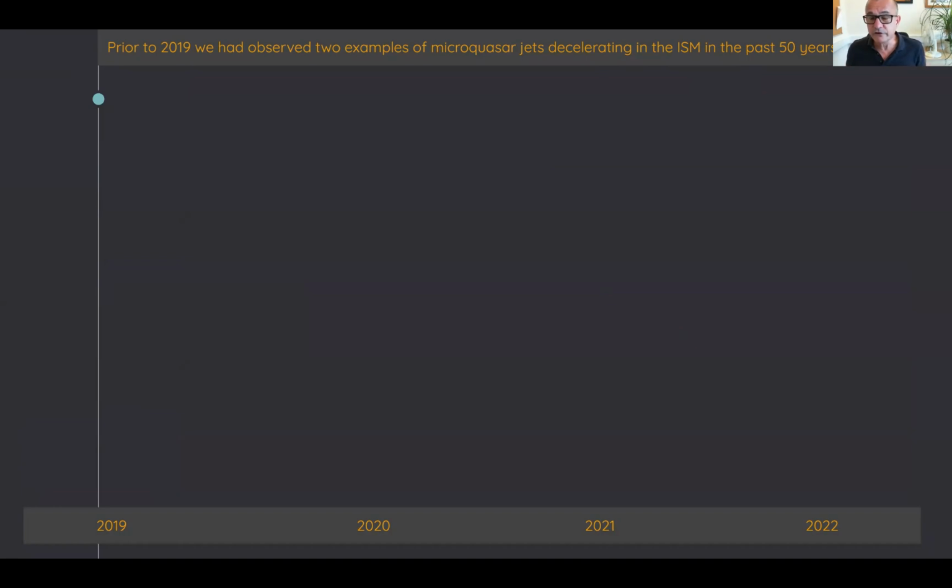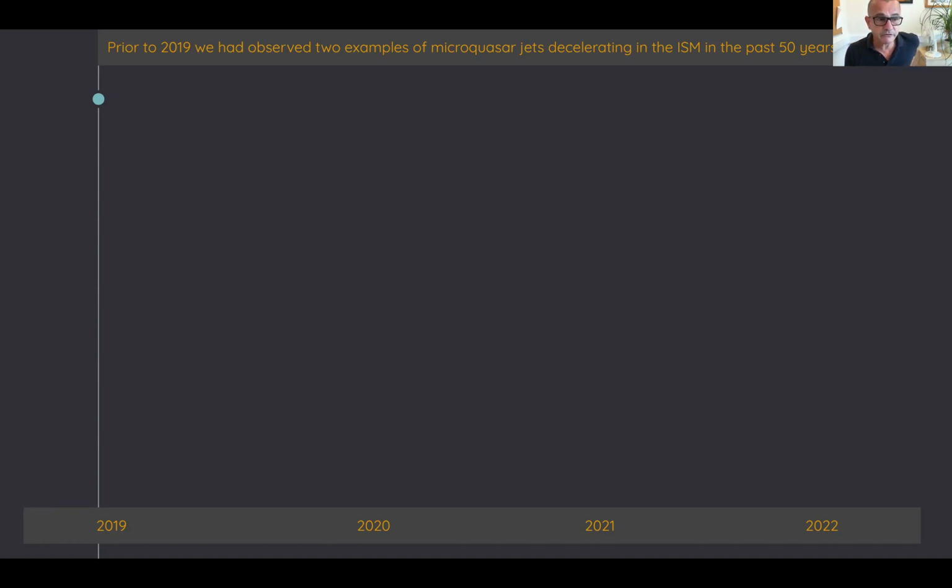So the poster child for this and the very famous example was XTE J1550, which when it outburst in 1998, Stefan Corbel and myself found in 2000 that there were radio lobes which hadn't been there previously, and that led to a couple of years of study. By that point, by the time we observed those jets, they were already brightened and strongly decelerated in the interstellar medium. There were also a few data points on another source, H1743.